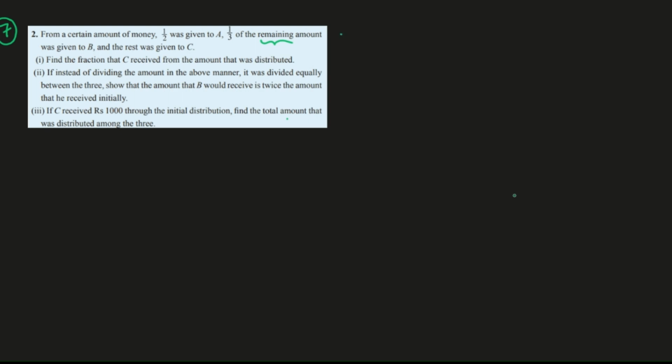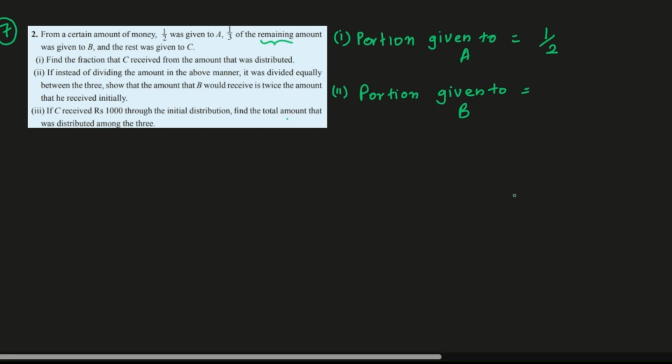From a certain amount of money, half was given to A. Okay, the first portion, we can write it: portion given to A. What is it? It's half, right? Then portion given to B. What is it? It's 1 upon 3, right? Is it correct? No, no, it's not correct. Why is it not correct?